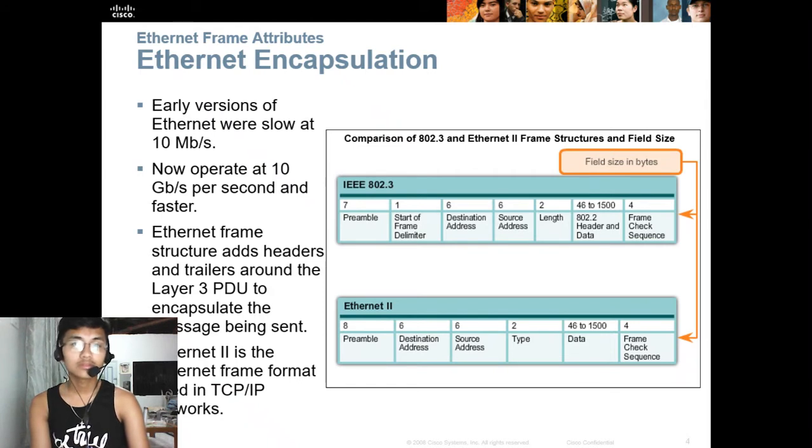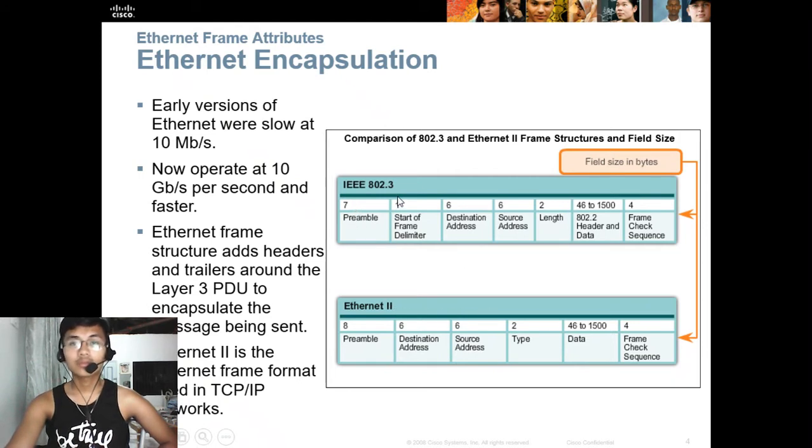Ethernet encapsulation. Early versions of Ethernet were slow at 10 Mbps. Now they operate at 10 gigabits per second and faster. The Ethernet frame structure adds headers and trailers around the layer 3 PDU to encapsulate the message being sent. Ethernet II is the Ethernet frame format used in TCP/IP networks. Shown here is the comparison between the IEEE 802.3 and Ethernet II.